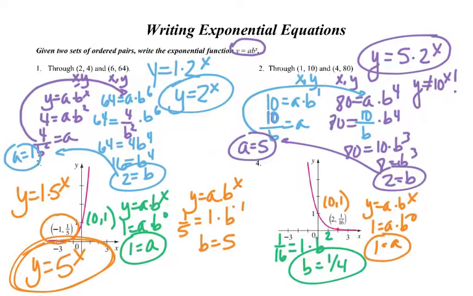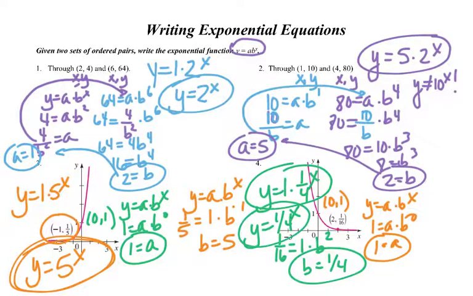So if I put it together, y equals 1 times 1/4 to the x. You can write that like that. You can write it as y equals 1/4 to the x. And you could also write it as y equals 4 to the negative x power. That's all equivalent answers. Writing exponential equations.